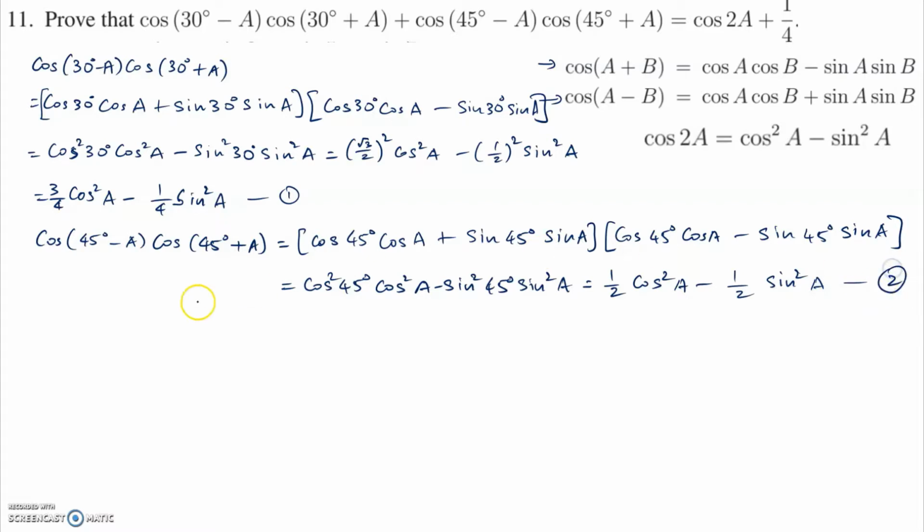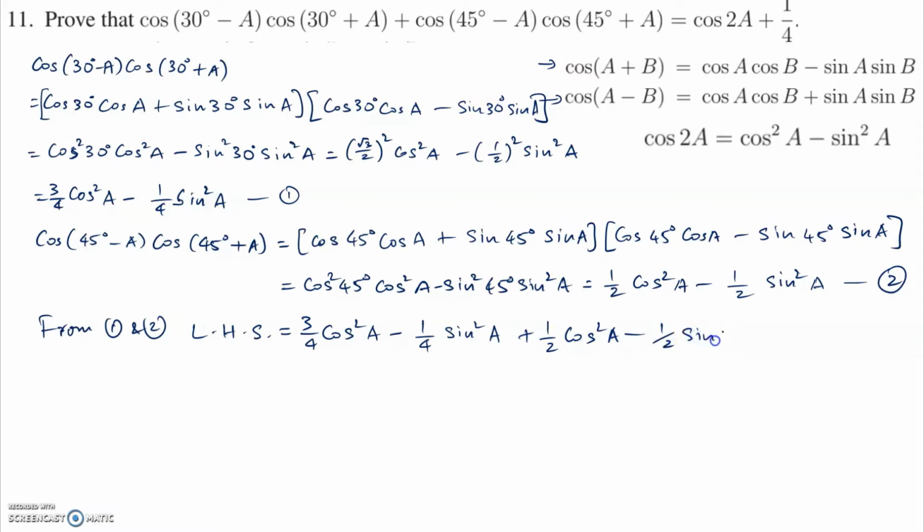Now this will be our 2. So from 1 and 2, our left-hand side is equal to 3 by 4 cos squared A minus 1 by 4 sine squared A plus 1 by 2 cos squared A minus 1 by 2 sine squared A. Taking the common terms, cos squared A times 3 by 4 plus 1 by 2, minus sine squared A times 1 by 4 plus 1 by 2, will be equal to 5 by 4 cos squared A minus 3 by 4 sine squared A.